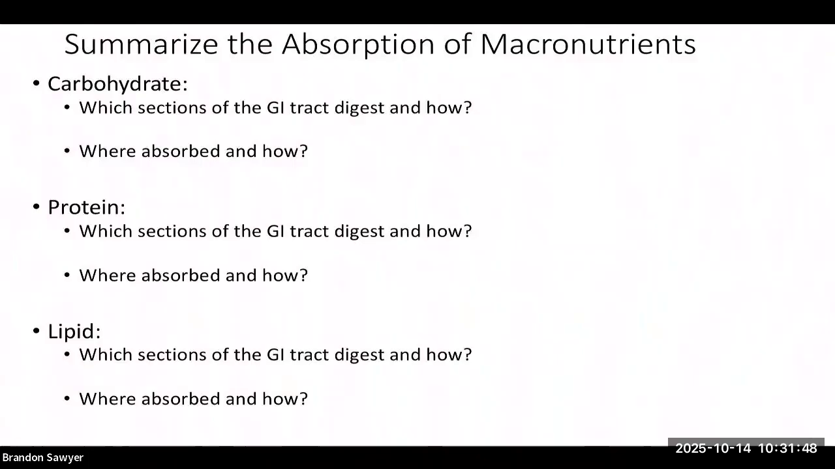And then we just went through this whole thing with the lipids. But any questions about any of those?